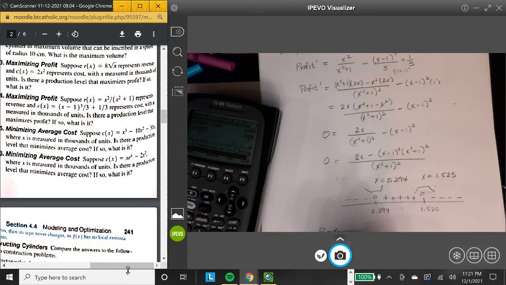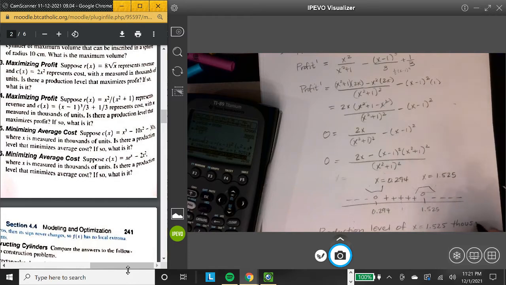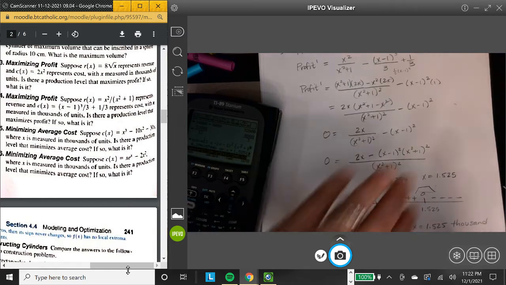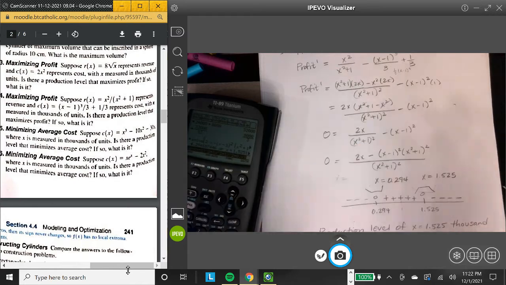Okay, so we are going to say production level of x equals 1.525 thousand units maximizes profit. Maximize profit, I'm sorry. Maximizes profit.